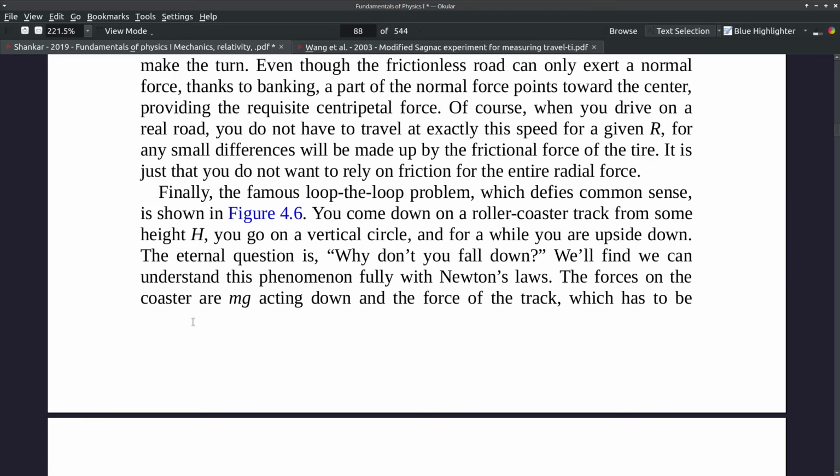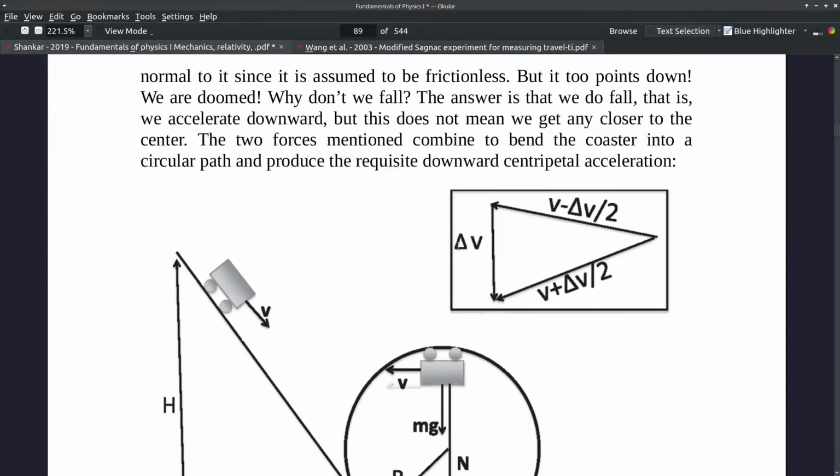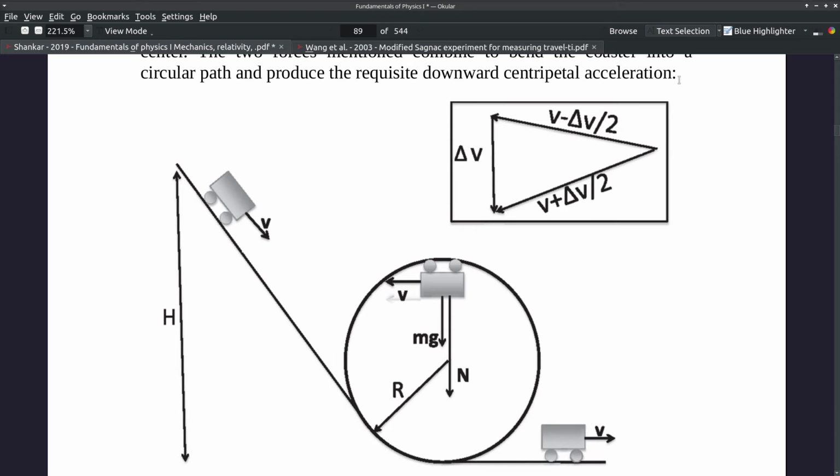The forces on the coaster are mg acting down and the force of the track, which has to be normal to it since it is assumed to be frictionless. But it too points down. We are doomed. Why don't we fall? The answer is that we do fall. That is, we accelerate downward, but this does not mean we get any closer to the center. The two forces mentioned combine to bend the coaster into a circular path and produce the requisite downward centripetal acceleration.